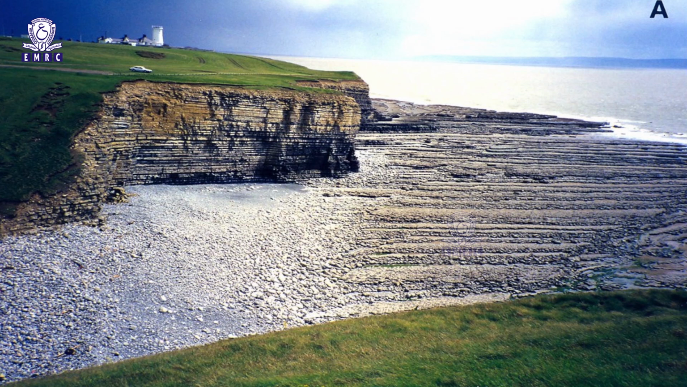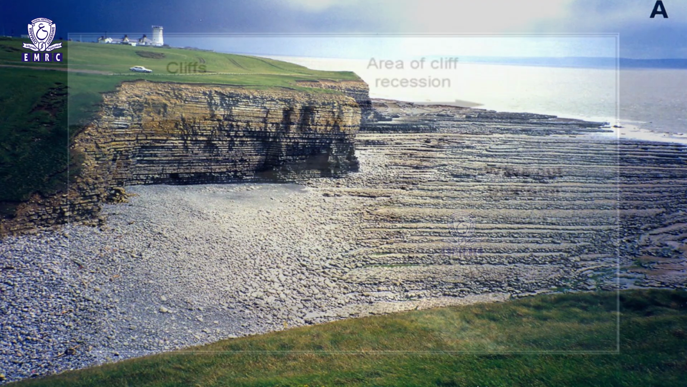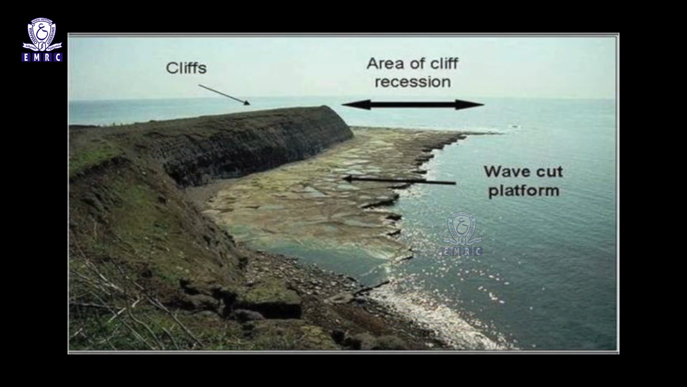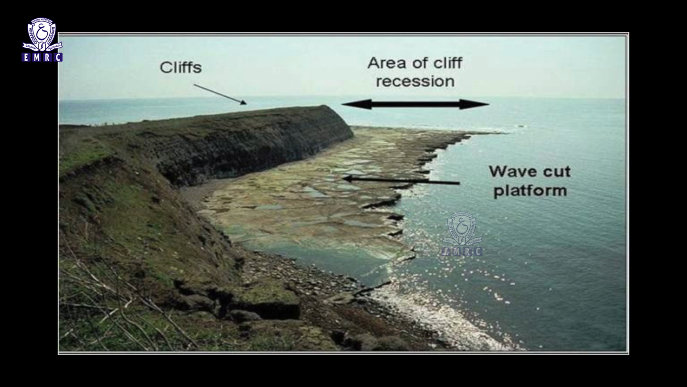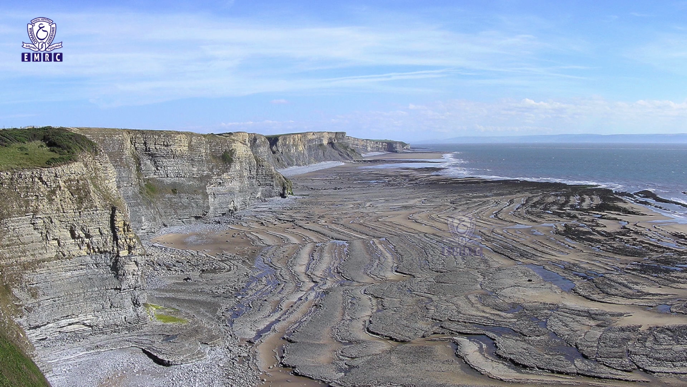Wave cut platform. Wave cut platform is more or less a flat surface in front of the sea cliff. The wave cut platform extends seaward from the base of the sea cliff and has a slope less than 5 degrees. Wave cut platform will be concave upwards. The origin and development of wave cut platform is related to cliff recession. Wave cut platform is also called wave cut benches or abrasion platform.